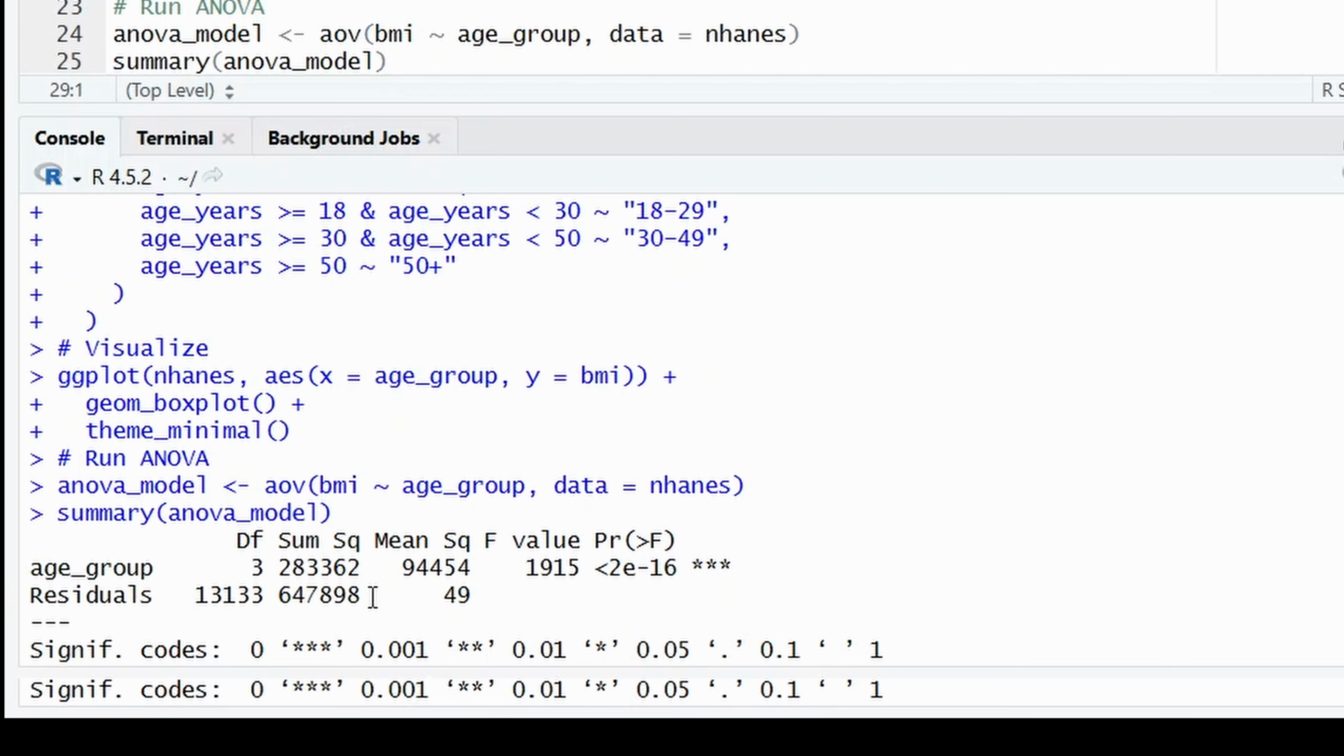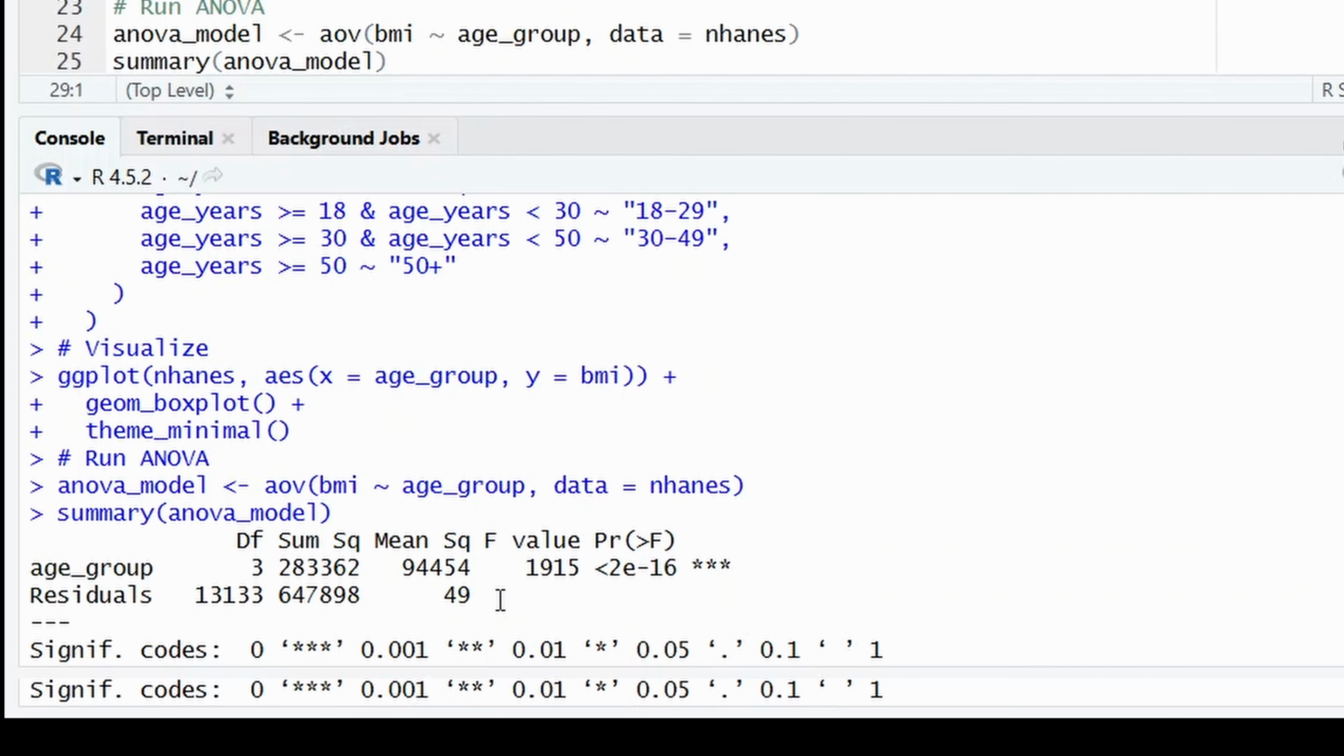From a public health perspective, this is important. It suggests that weight patterns vary meaningfully across the life course. However, ANOVA only tells us that at least two groups differ. It does not tell us which specific age groups are different from each other. To determine that, we would need post hoc tests such as Tukey's HSD.